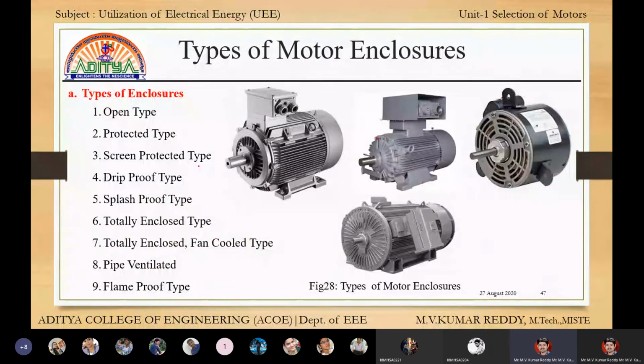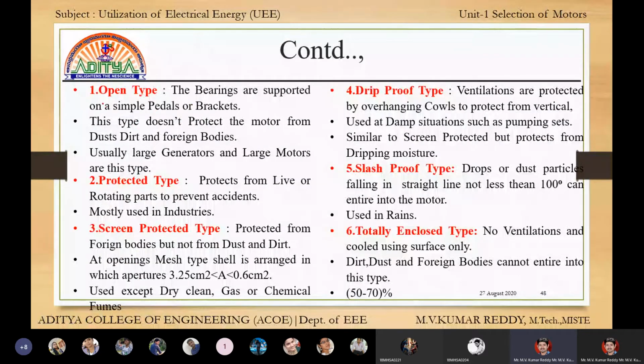First one is types of enclosures. Types of enclosures means this is the motor, and this portion is the closing of the motor. Closing of the motor is of 9 types. First one is open type. Next one is protected type, screen protected type, drip proof, splash proof, totally enclosed with fan, pipe ventilation, flame proof.